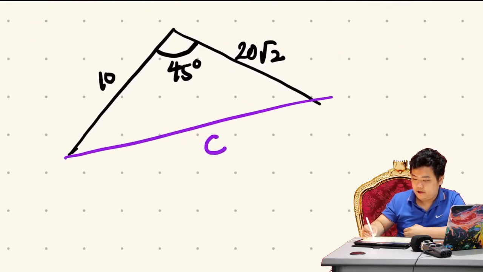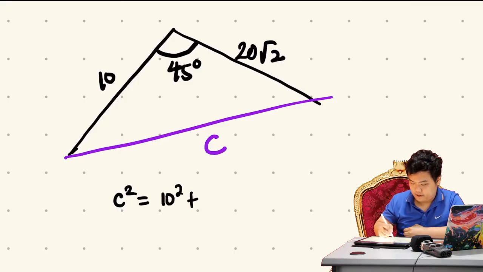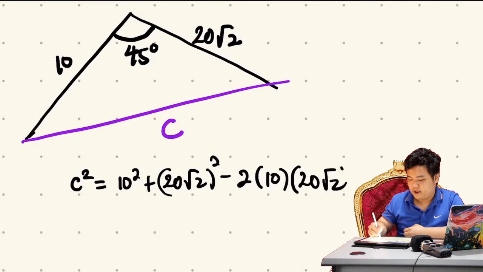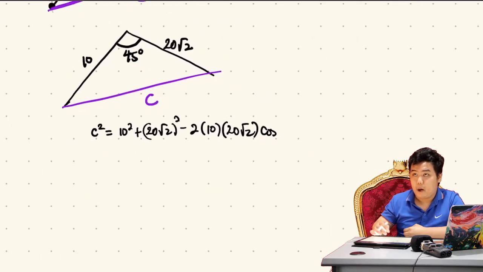Sabi ni cosine law, C squared is equal to the sum of the squares of the two sides, minus twice the product of the two sides and cosine of the angle in between. Cosine of this.